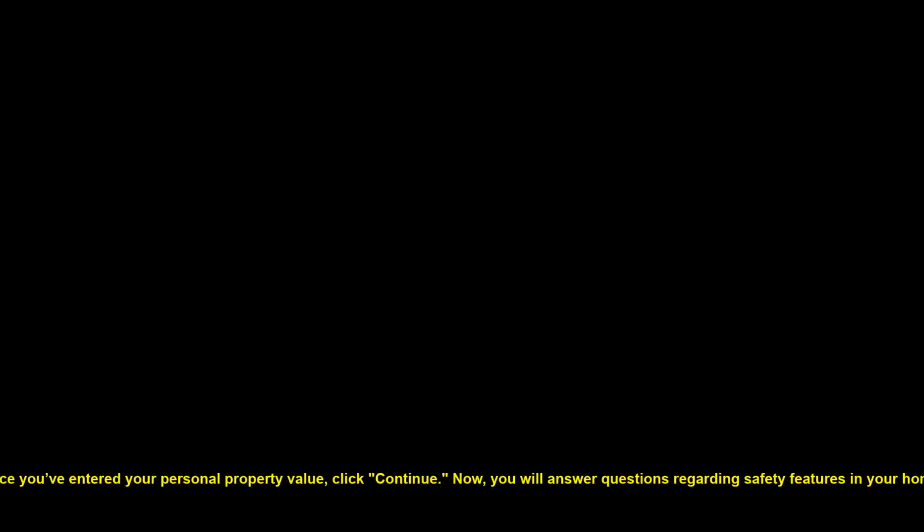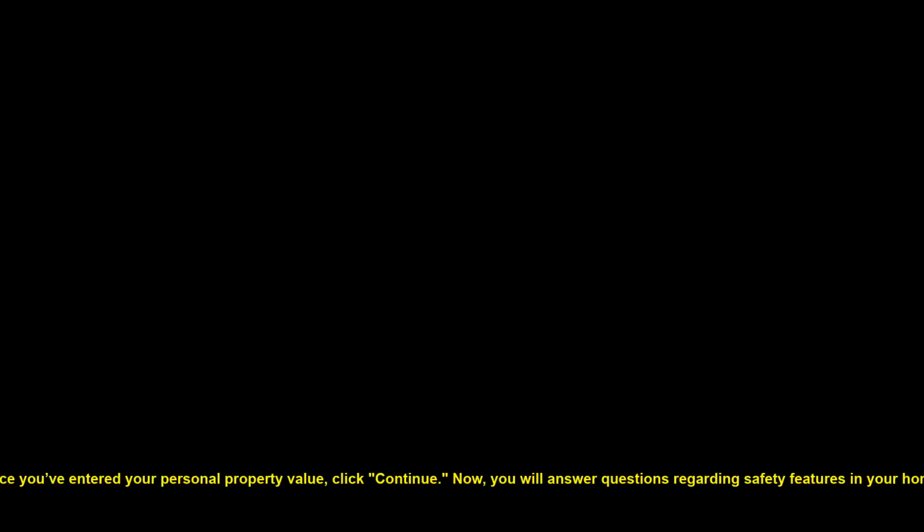The next section will focus on personal property. You'll be asked to estimate the total value of your belongings. Include items like furniture, electronics, and clothing. Once you've entered your personal property value, click Continue.